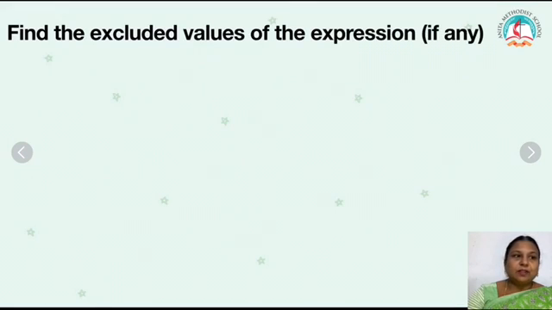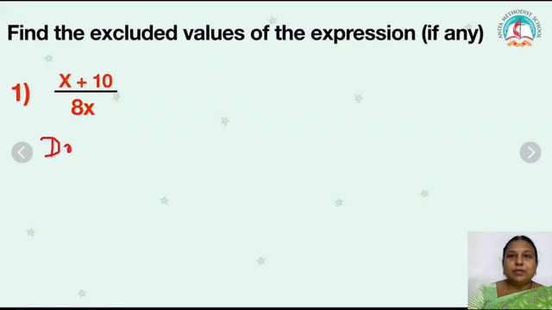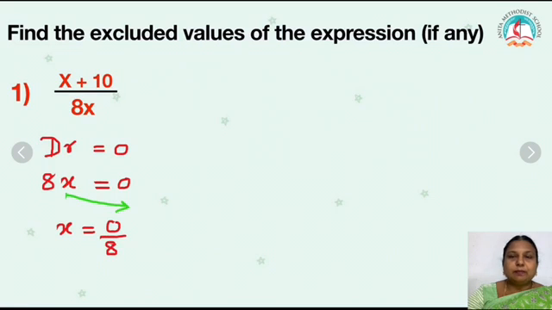Okay, children. Now we are moving to the problem. Find the excluded value of the expression, if any. First one, x plus 10 divided by 8x. To find the excluded value, what do you have to do? First, you have to equate the denominator to 0. Don't worry about the numerator. You have to calculate only the denominator. So the denominator here is 8x equal to 0. You have to keep the x on one side and whatever the variable or number, you have to move to the other side. So x is equal to 0 by 8, equal to 0.